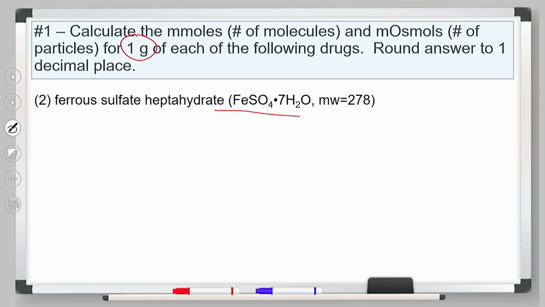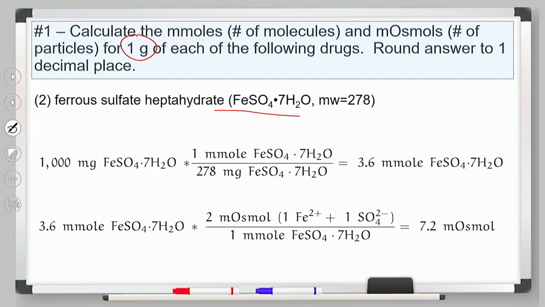As soon as you can visualize particles, electricity, molecules and the relationship between all of them, these calculations become pretty straightforward. So again, 1 gram is 1,000 milligrams. We divide that by the molecular weight in milligrams, and we come up with 3.6 millimoles. So we'll start with 3.6 millimoles. Everyone okay with that?